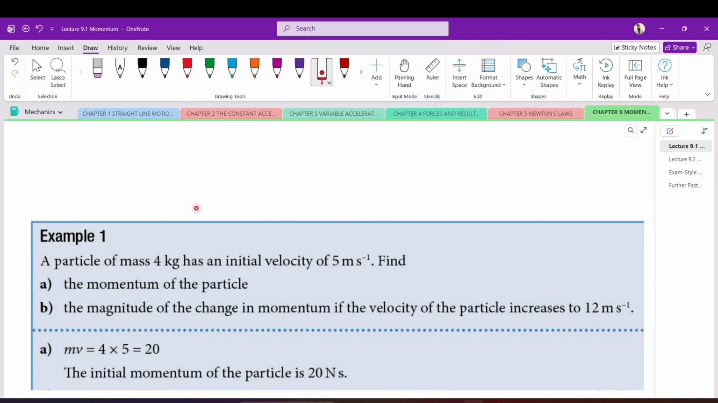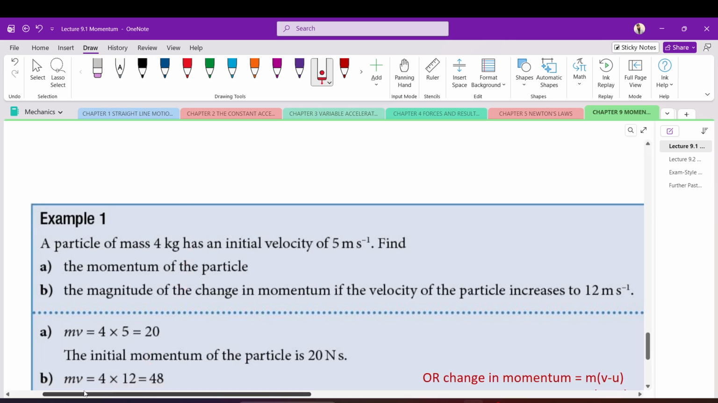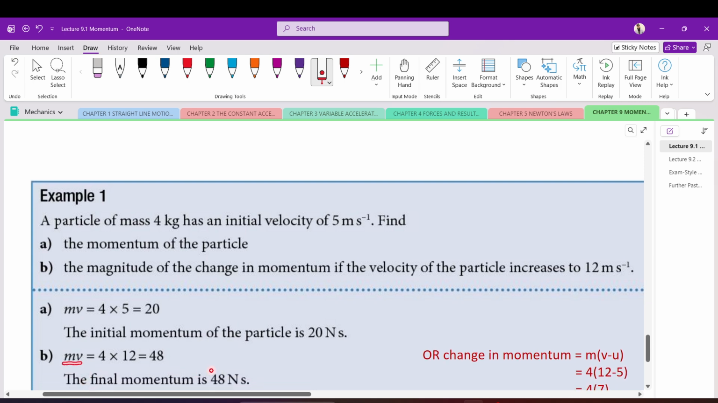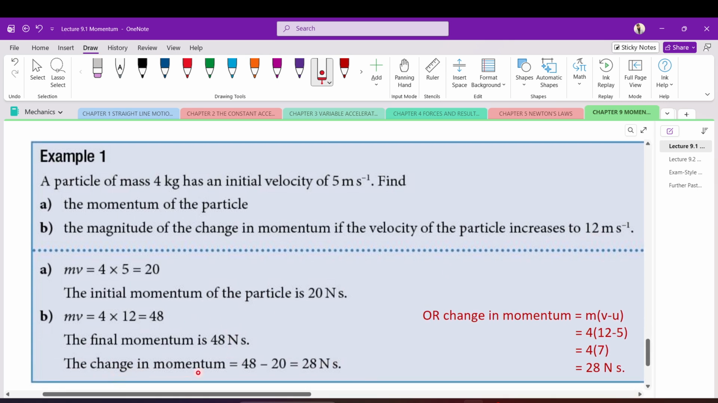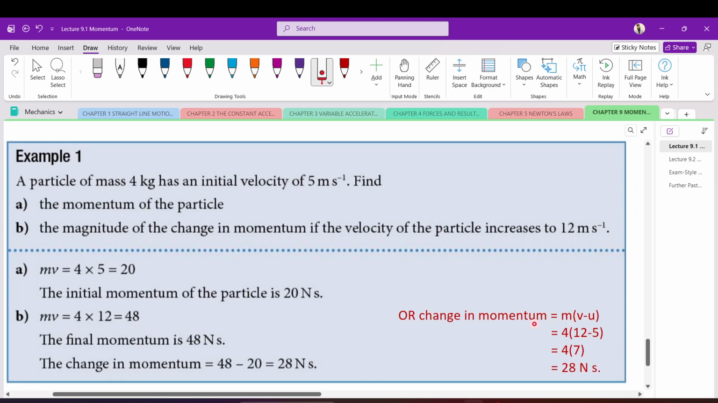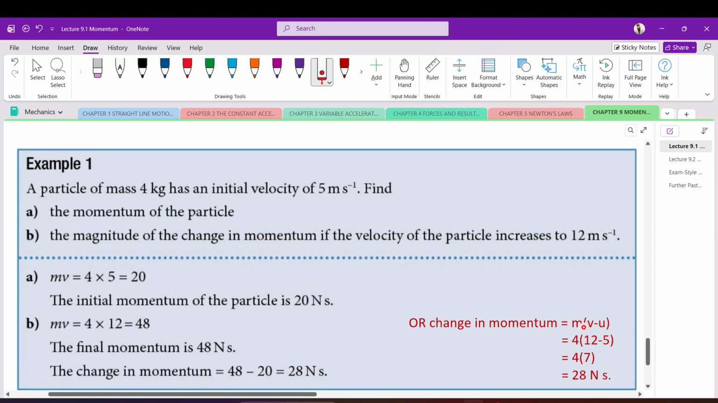This is a more efficient way of working, but if you want, you can also work them out separately. You can separately work out the final momentum, which will be mass times velocity, 4 times 12, that will be 48 Newton seconds. Then you can work out the change in momentum later on, or you can directly write it in this form: change in momentum, m times v minus u, exactly the same process that I showed earlier.